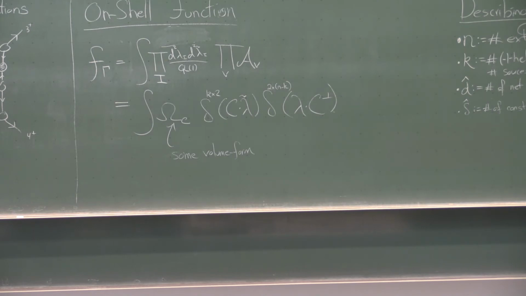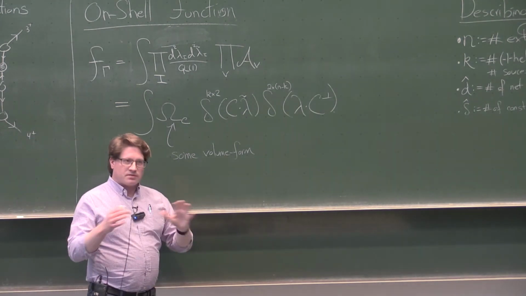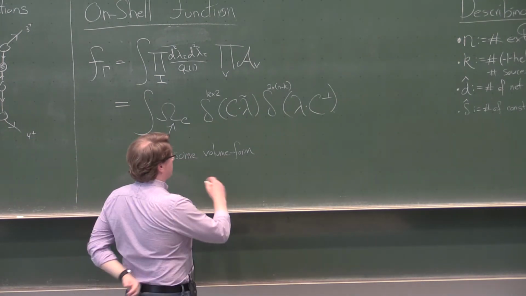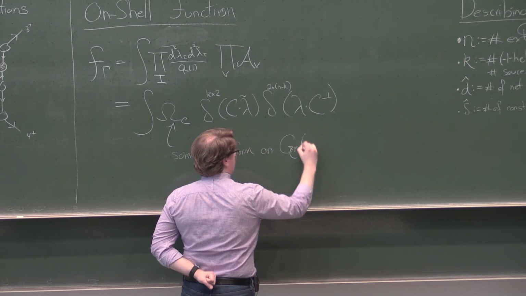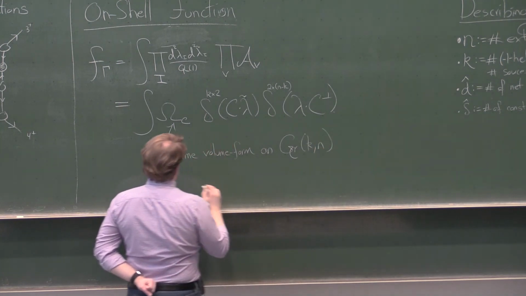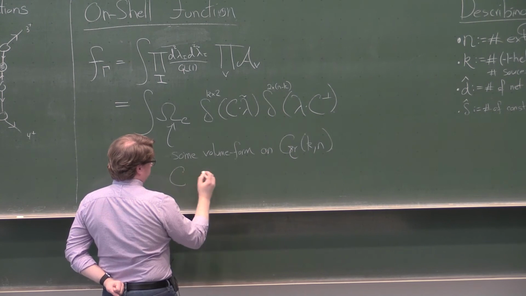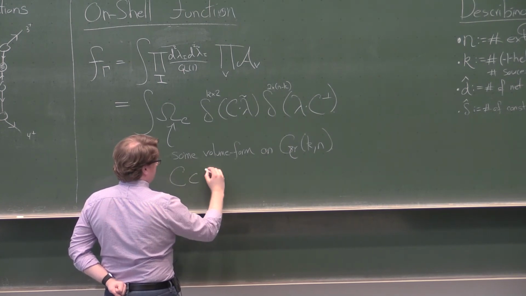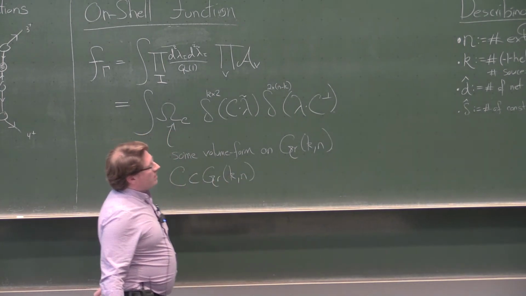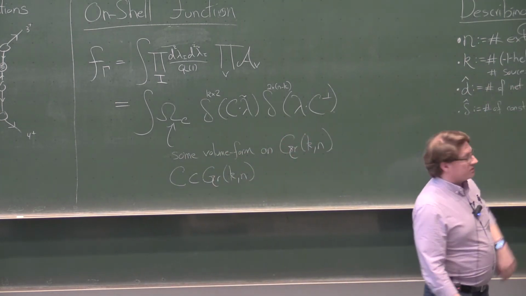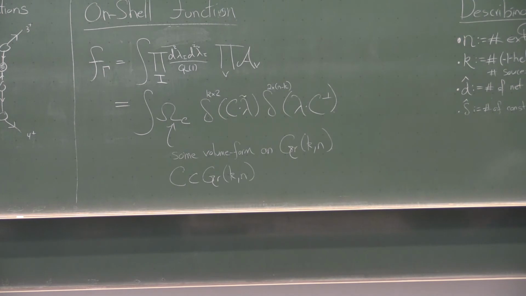In general, this volume form will depend on all the vertices. We're going to construct this correspondence explicitly. So it's some volume form on the Grassmannian of k planes in n dimensions. And C here is a subspace of the Grassmannian of k planes in n dimensions, where k and n are as above, so the number of sources there. This really follows in general by just knowing what these 3 particle vertices are and gluing them together in a procedure that we'll get to at the end of this lecture.